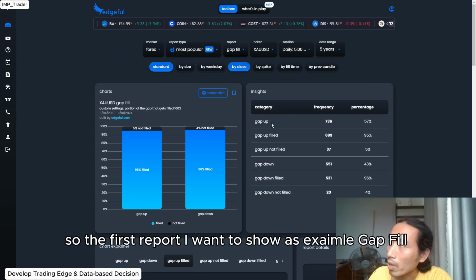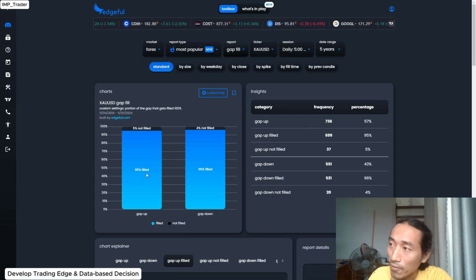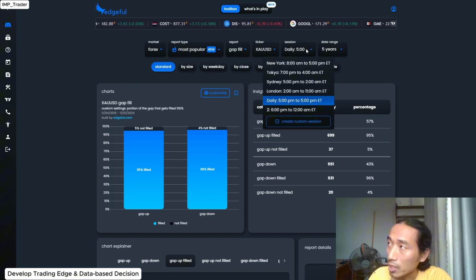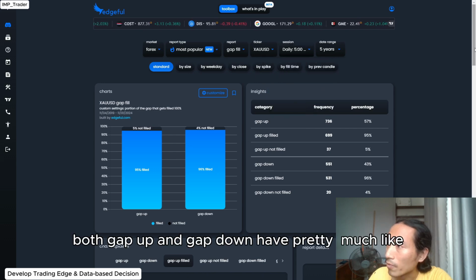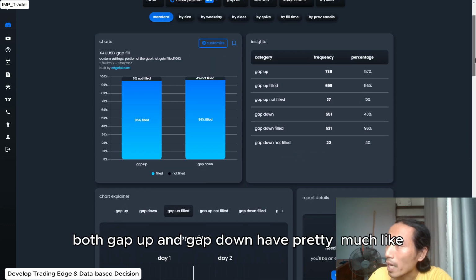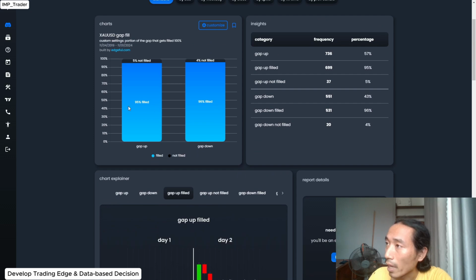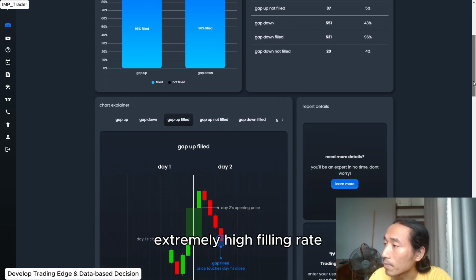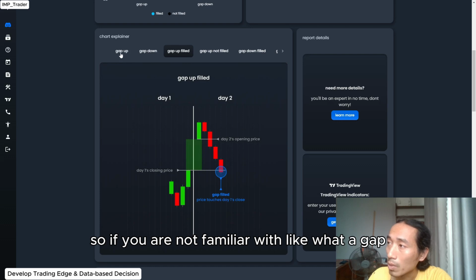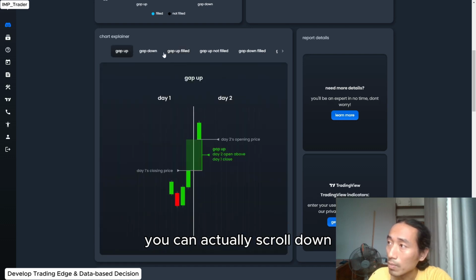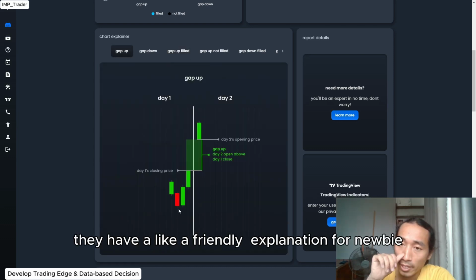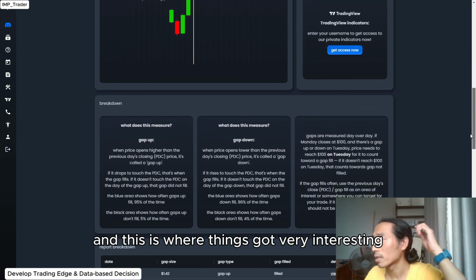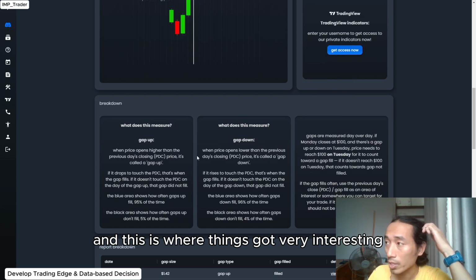The first report I want to show as an example is gap fill. So you can see that 95% of the time, gaps on Gold on the daily range are usually filled. Both gap up and gap down have an extremely high filling rate. If you are not familiar with what a gap is, you can scroll down. They have a friendly explanation for newbies, and this is where things get very interesting.